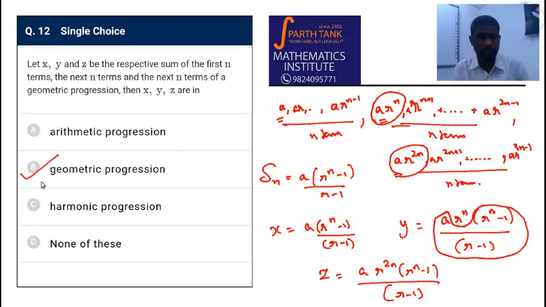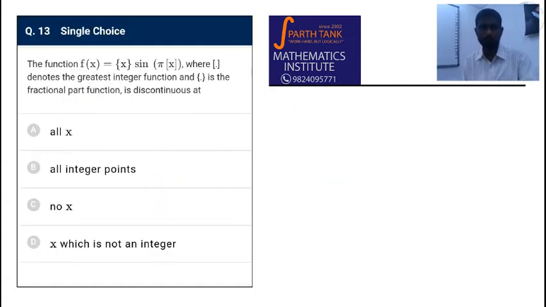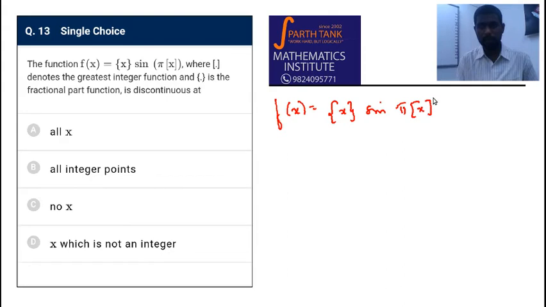So option B, geometric progression. Question number 13. The function f of x is equal to fractional part of x times sine of pi times greatest integer function of x. It is discontinuous at where? Now the first thing that comes to our mind is that the fractional part is discontinuous at all integer values of x. The greatest integer function is also discontinuous at all integer values of x. So the answer should be all integer points.